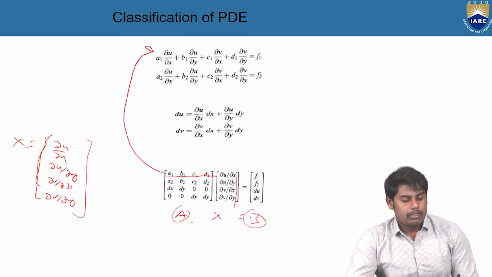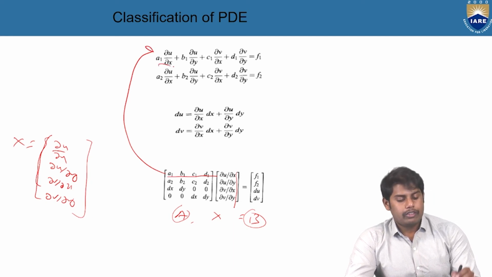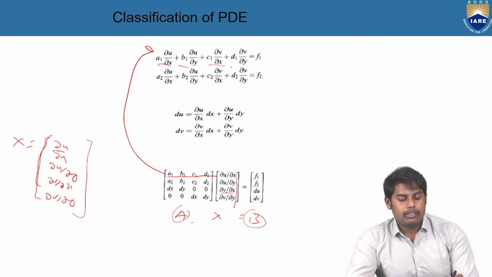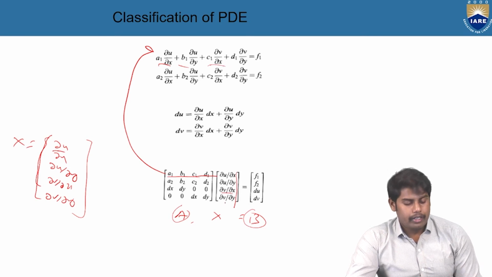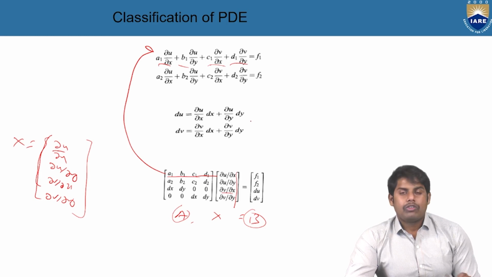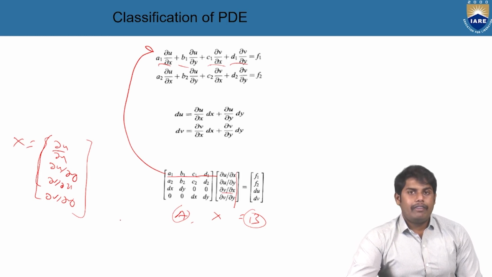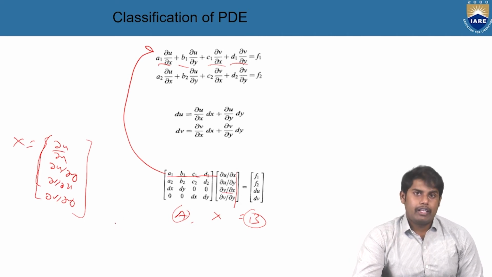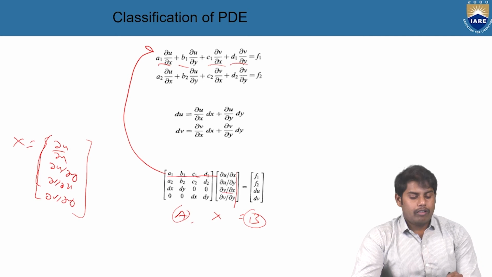You can see it. So A1 into ∂u/∂x is the first term. B1 into ∂u/∂y is the second term. C1 into ∂v/∂x is the third term. D1 into ∂v/∂y is the fourth term, is equal to F1. So what we are doing is we have 4 equations, and we are converting those 4 equations into a matrix form such that all the 4 equations are brought together.